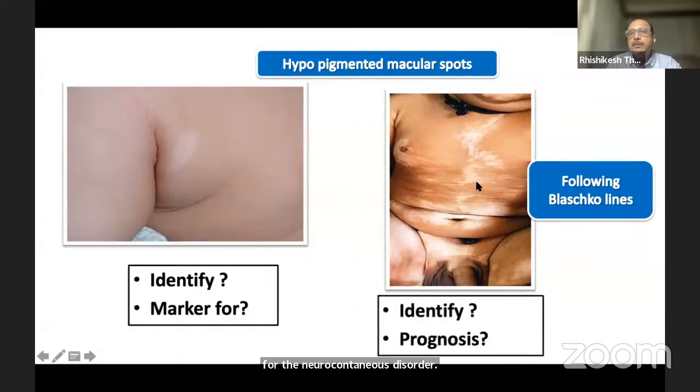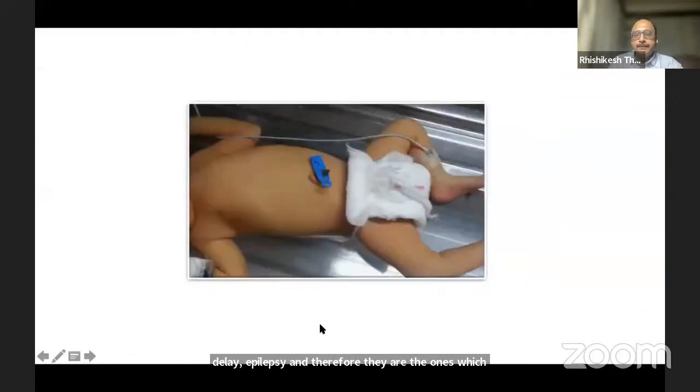Versus this, where you have a speckled appearance of hypopigmentation, which follows the lines of Blaschko. What is it? This is hypomelanosis of Ito. Why is it important to diagnose? It is simply because these children would need a structured long-term neurological follow-up, because they would end up with motor delay, cognitive delay, epilepsy, and therefore they are the ones who require intensive counseling and follow-up.